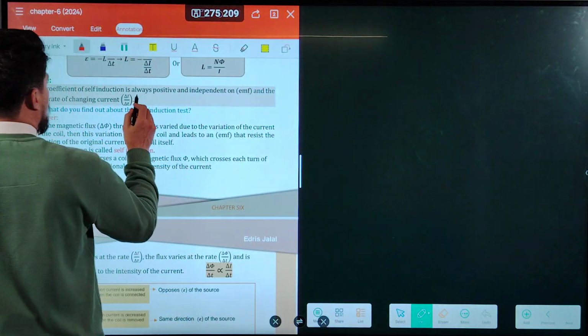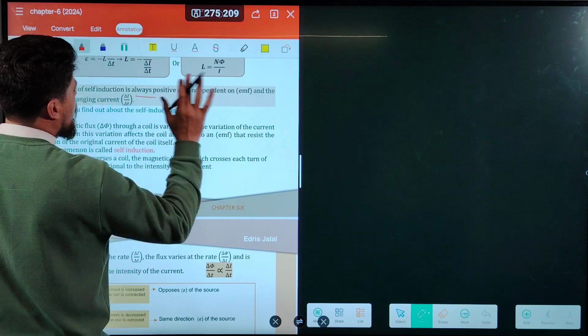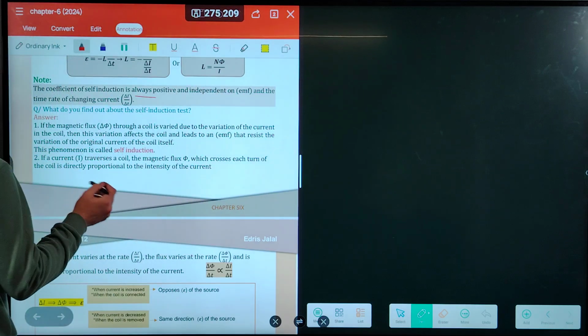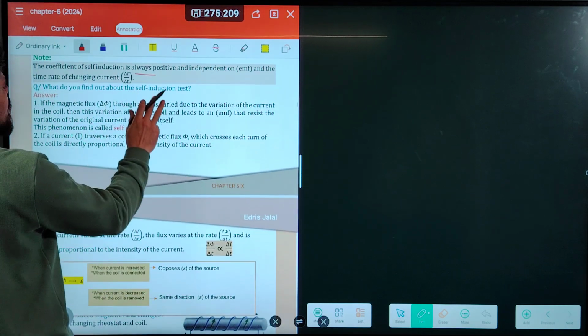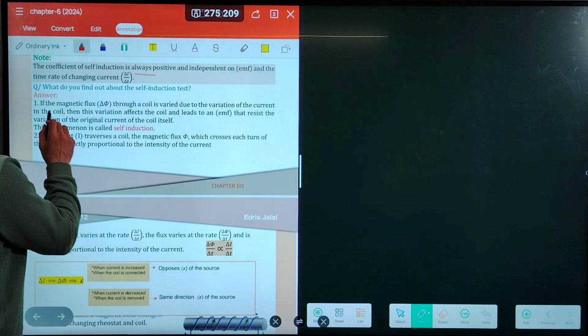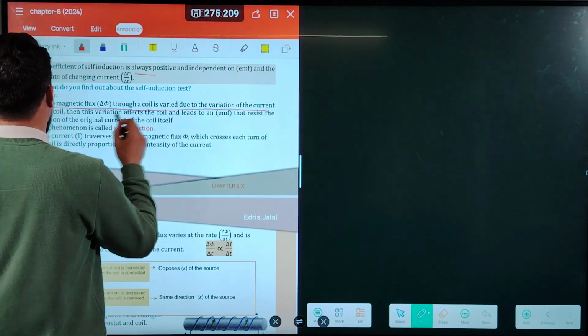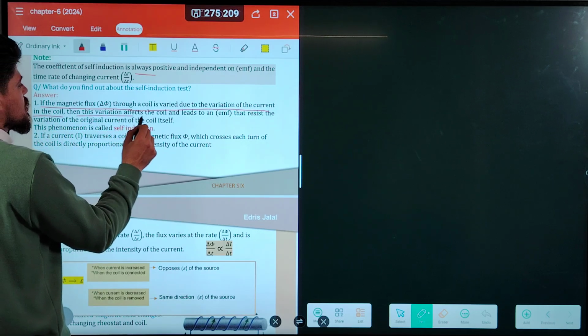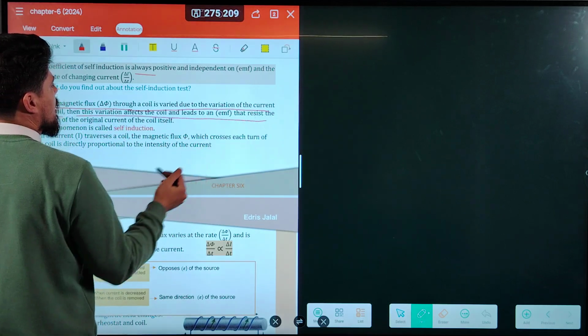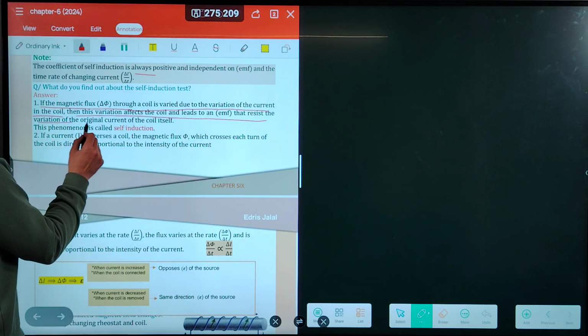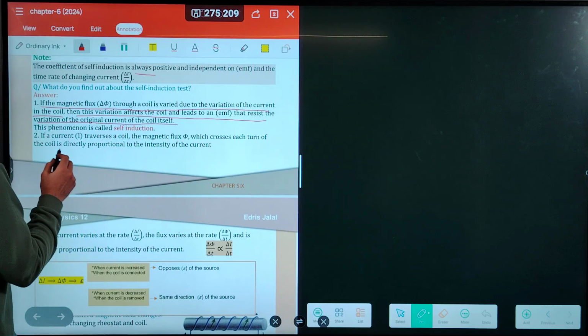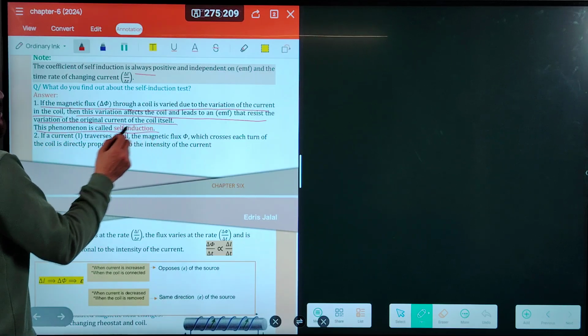So, the coefficient of self-induction is always positive and independent of EMF and the time rate of change of the current. What do you find out about the self-induction test? If the magnetic flux through the coil is varied due to the variation of the current in the coil, this variation affects the coil and leads to an EMF that resists the variation of the original current of the coil itself. This phenomenon is called self-induction.